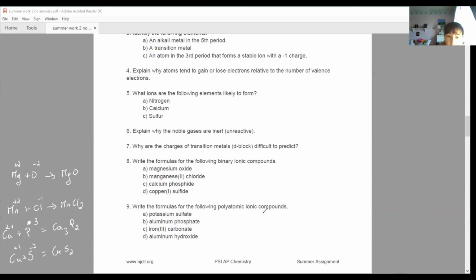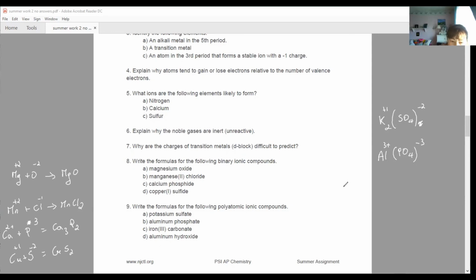Write the formula for the following polyatomic ion compounds. So potassium sulfate. Sulfate is SO4 with a charge of -2. So you need a 2 here. And then aluminum phosphate. Aluminum has a charge of 3+. Phosphate has a charge of PO4 -3, so this is staying as it is.